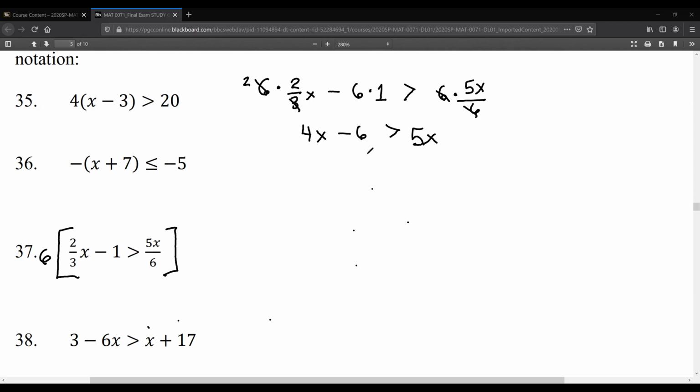So let's just switch these right here. So this is going to be 4x minus 5x is greater than 6, because we have to add 6 to both sides, and we have to subtract 5x from both sides. Any questions here?